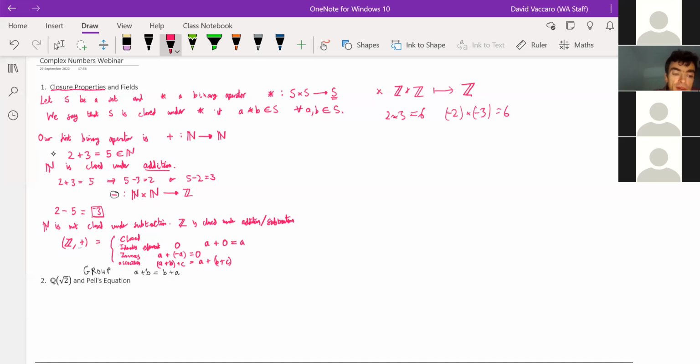Let's see if the integers with multiplication is a group. So we've got that the integers with multiplication is closed. Next question, is there an identity element? An identity element would be a special element, which when we multiply it by an integer, would just do nothing. We would just stay at Z. Yes, there's a special identity element, which is called 1.